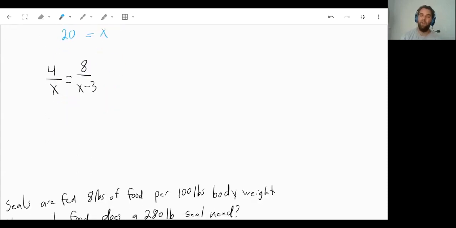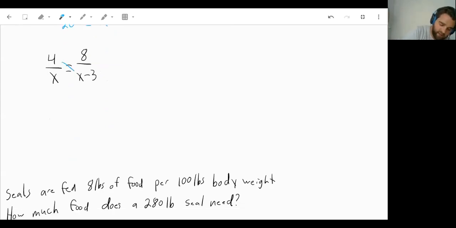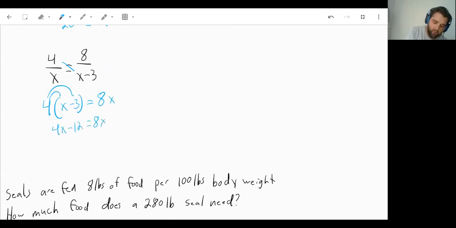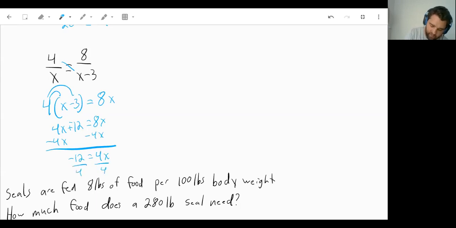It also lets you do it if you have x's in multiple spots so that you can later combine your x's together. So 4 times x minus 3 is just 4 times x minus 3. 8 times x is just 8x. We will have to distribute that 4 into both spots, so we'll have a 4x minus 12 equals 8x. We can now get all of our x's onto the same side. I'll change that to a plus negative 12 minus 4x. So we'll have a negative 12 equals 4x. We can divide both sides by 4, and we'll be left with x has to equal negative 3.